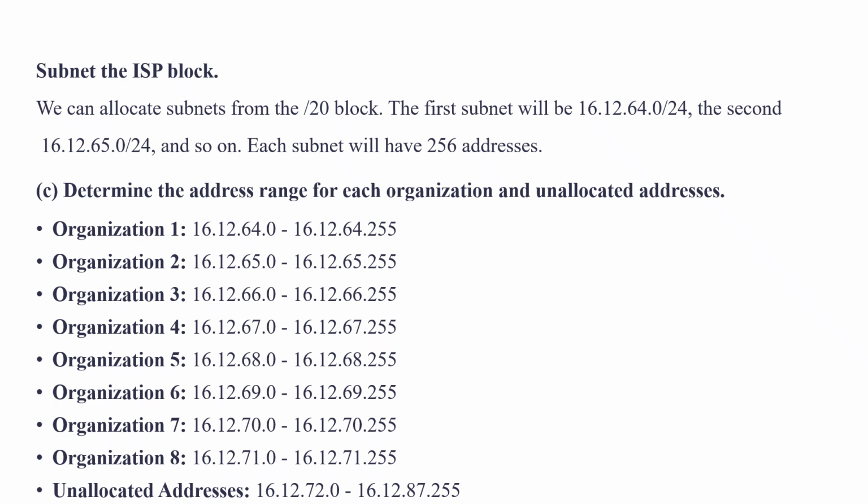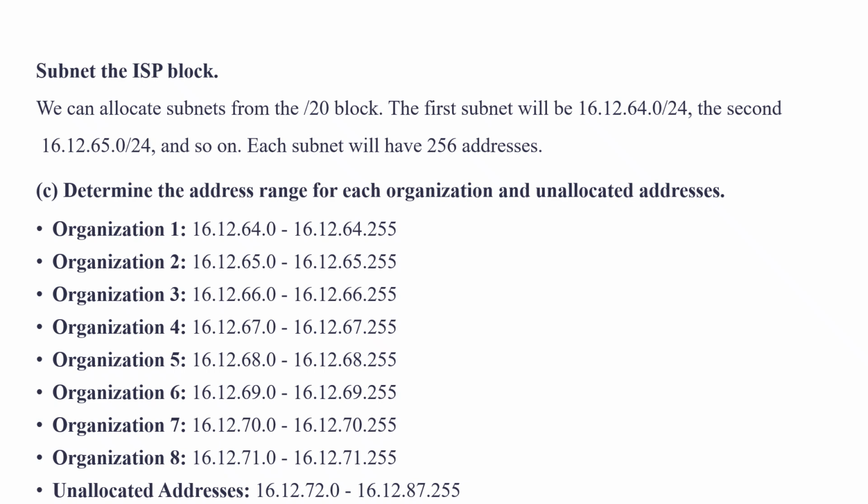The first subnet, you can calculate this from the given IP address, will be 16.12.64.0/24, and the second 16.12.65.0/24, and the third will be 16.12.66.0/24, and so on. So each subnet will have 256 addresses. Now determine the address range for each organization and the unallocated addresses.